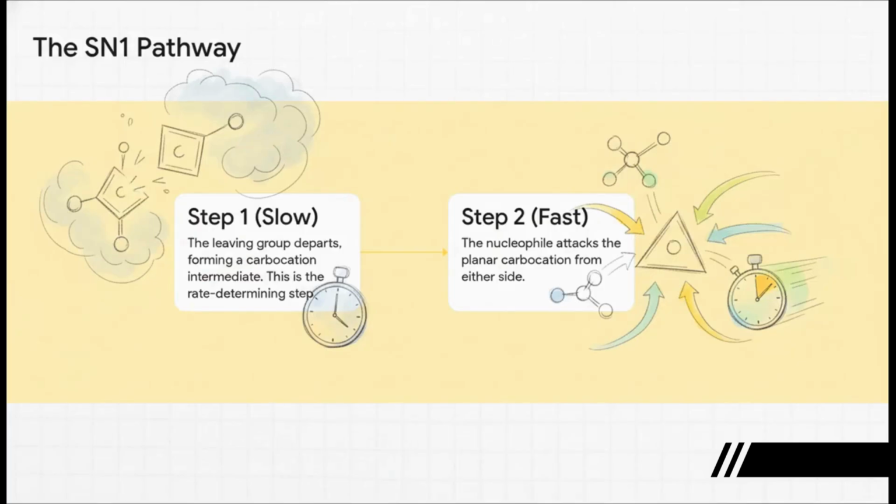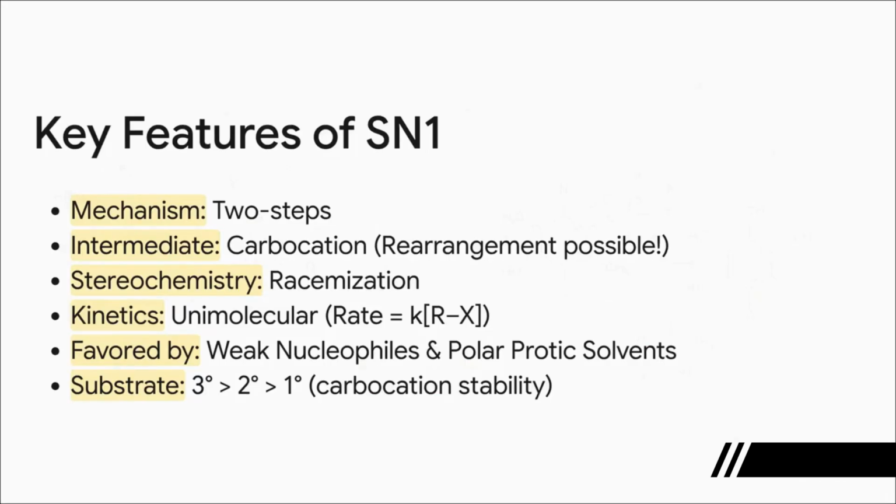Now let's meet the rival, the SN1 pathway. This one is completely different. It's more patient, a two-step process. In the first step, the leaving group just leaves, all on its own. This creates a carbocation intermediate. Now this first step is slow. It's the bottleneck, so it determines the whole reaction's speed. Then, in the second step, which is super fast, the nucleophile comes in and attacks that carbocation that was just formed.